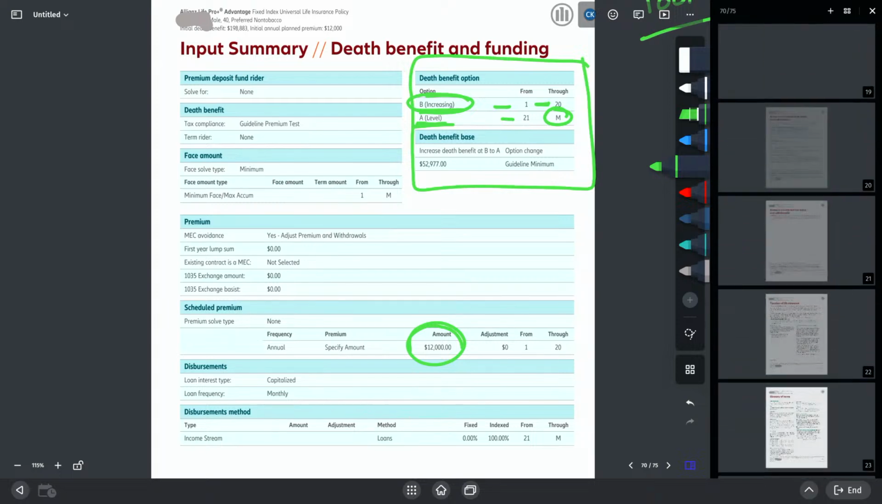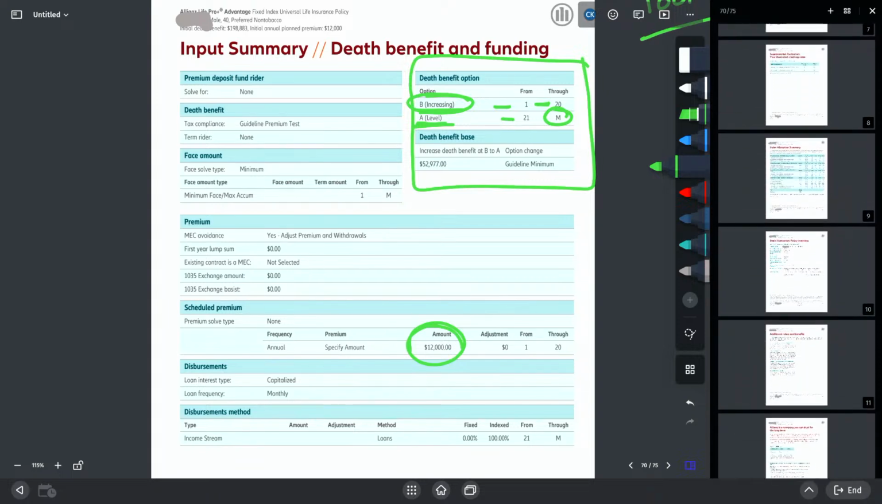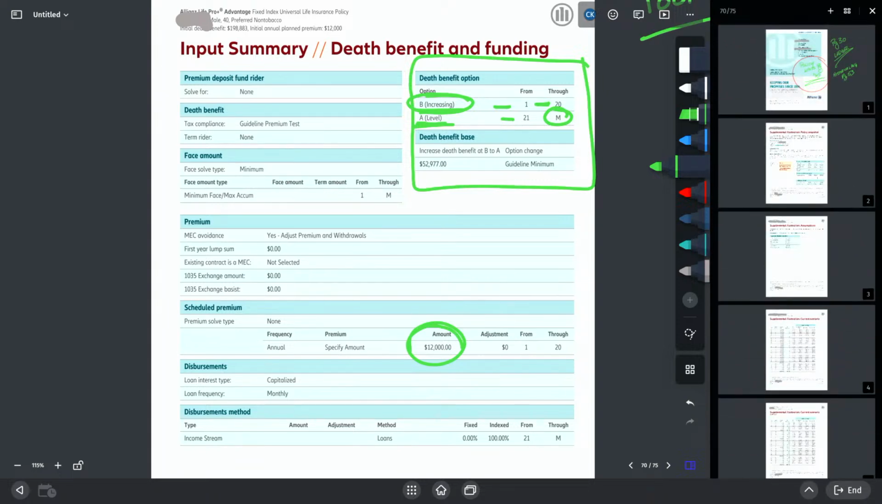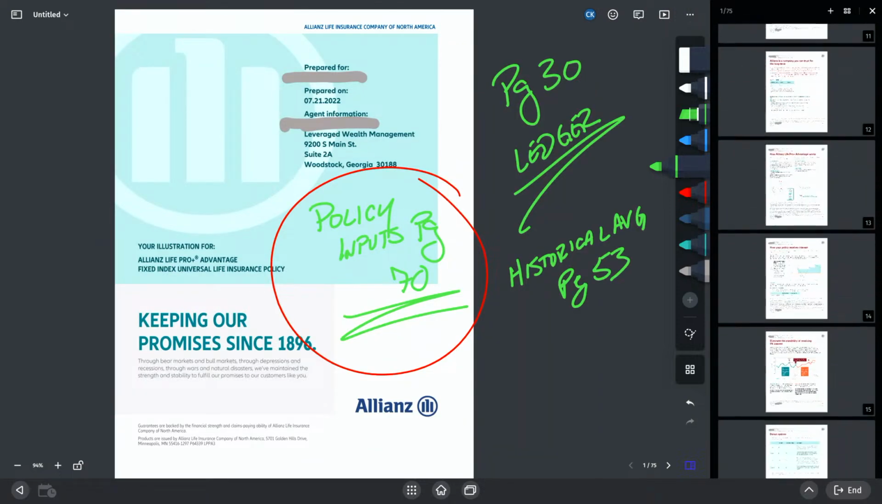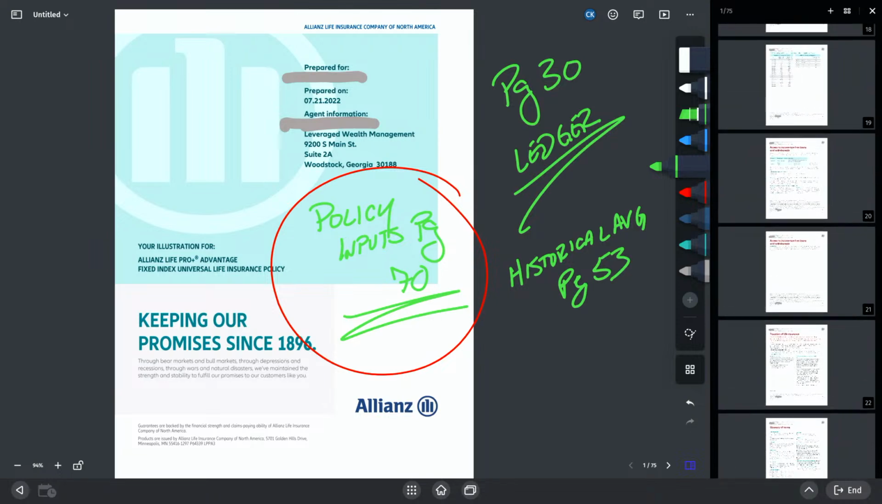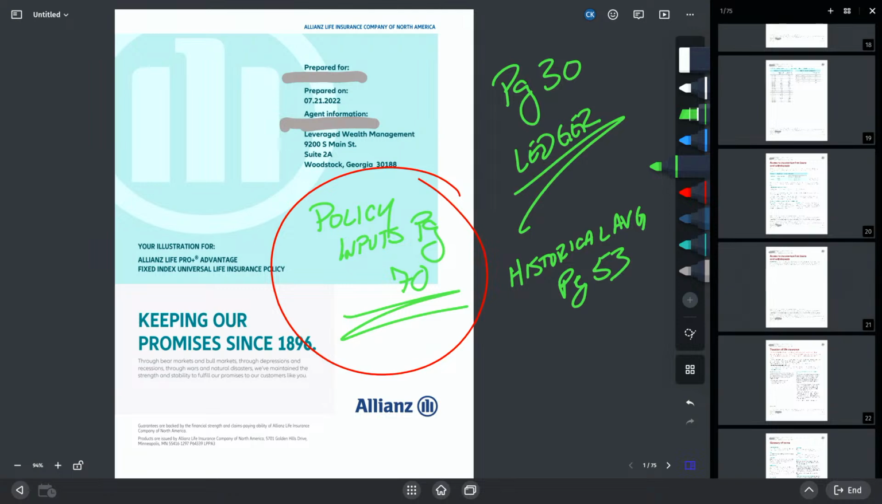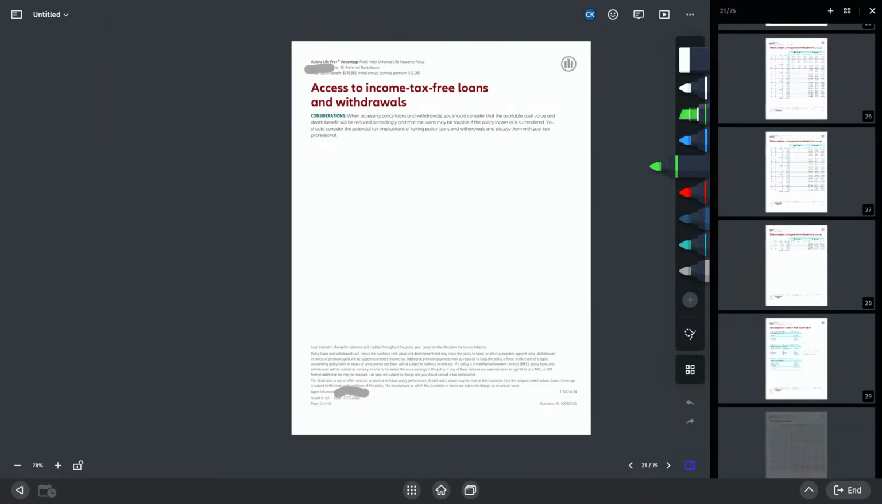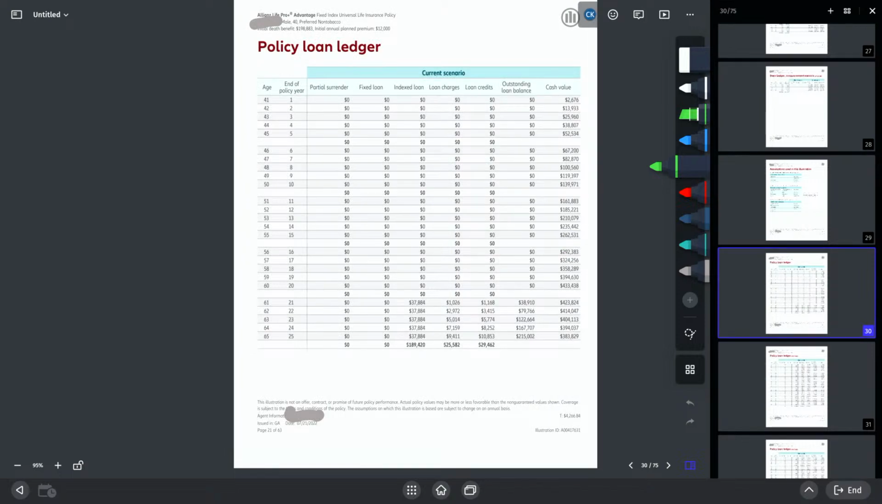So there's a couple things that I want to talk about now. I've told myself what pages to go to. So policy ledger is page 30. So I want to start on the policy ledger. Like I said, as I'm going through this, if you have any questions, let me know. Hopefully, this will help educate you and you will understand what's happening.